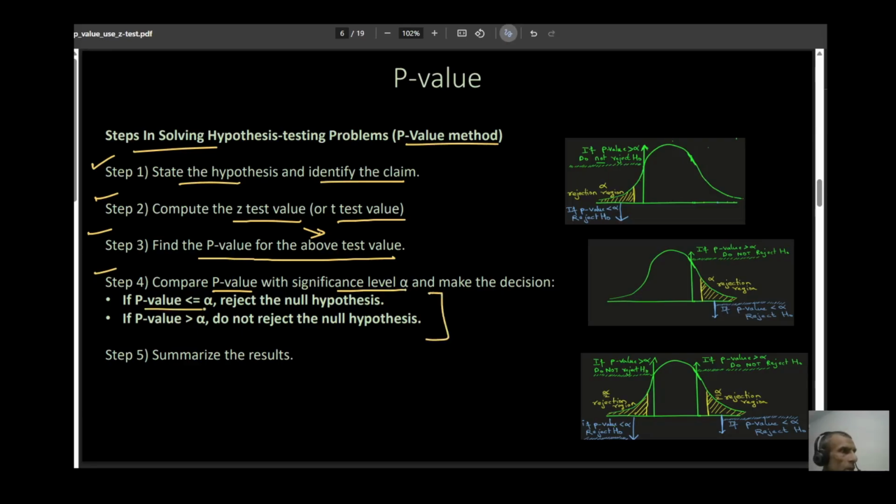If your p value is smaller than alpha, you reject the null hypothesis. Otherwise, you do not reject the null hypothesis. At the end, step 5, you summarize your result. These little visual diagrams kind of aid you, they help you understand this logic right here.